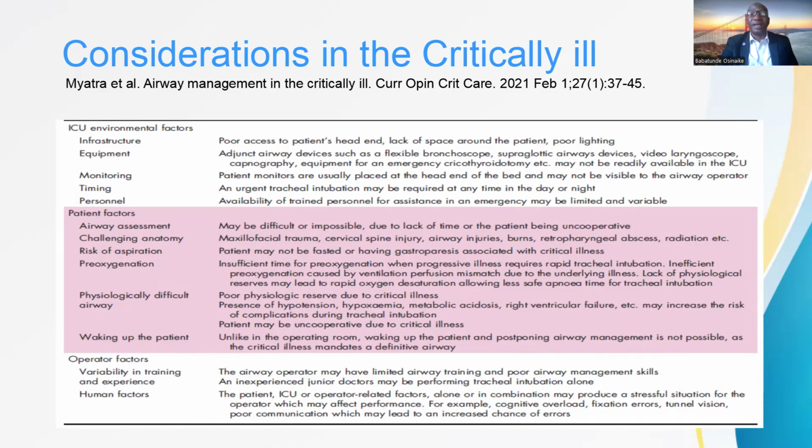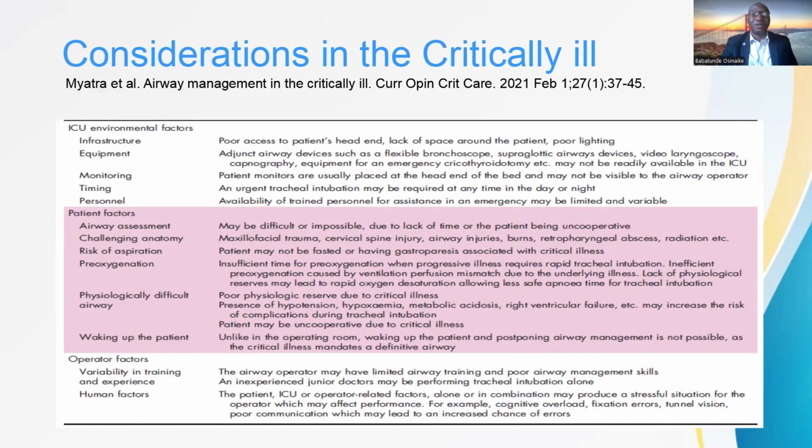This covers many areas, including ICU environmental factors. There's poor access to the patient's head and neck, and a lack of space around the patient because of ventilators and other equipment. Also, as per equipment, in most ICUs it's not like in the theater, where you have all the requisite equipment you need for a difficult airway. Also, monitors are most times at the patient's head. So when you are intubating the patient, you have to be bending, turning your neck, or you have to get an extra monitor to face you while you are managing the airway.